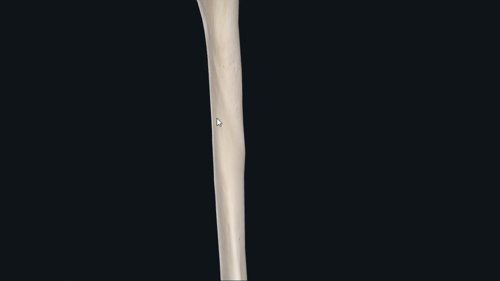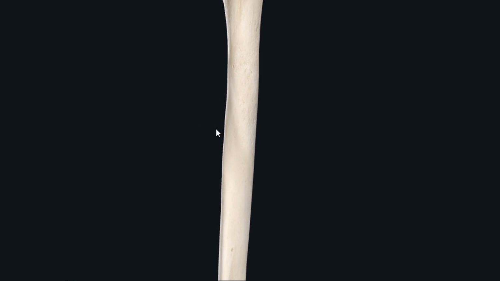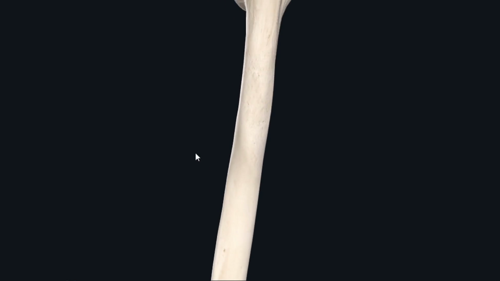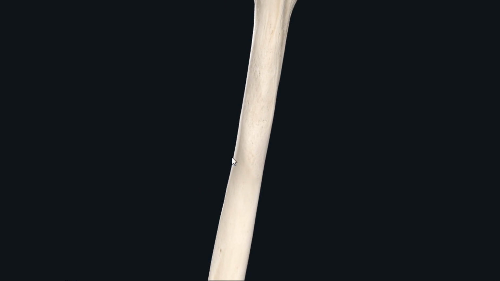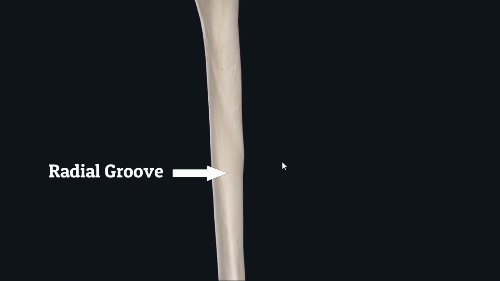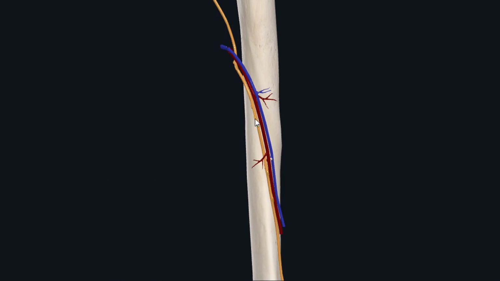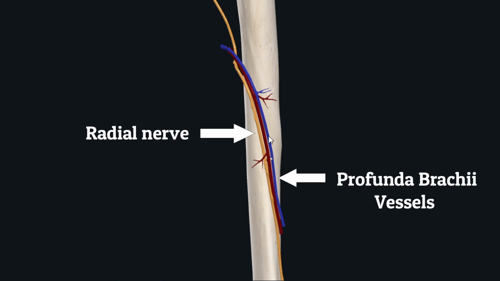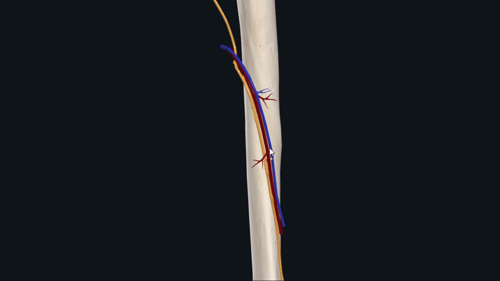There is this shallow depression that spirals around the posterior and lateral aspects of the midshaft of the humerus, known as the radial groove or the spiral groove. The radial nerve and the profunda brachii vessels pass through this radial groove, so any fracture of the midshaft of the humerus can affect these structures.